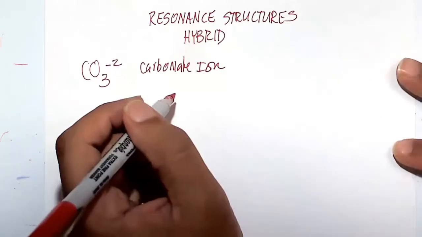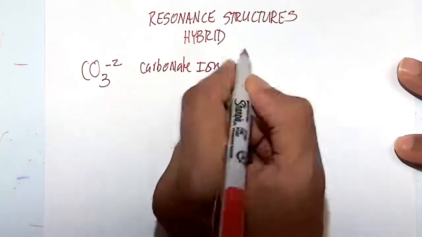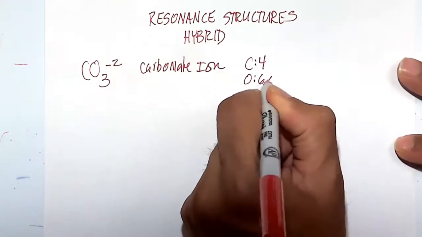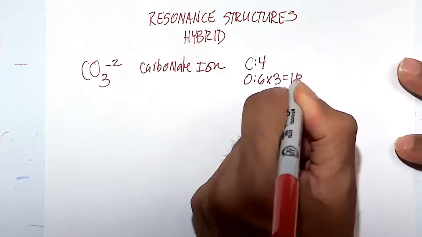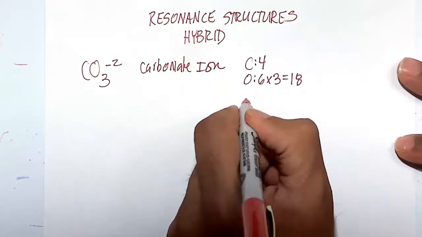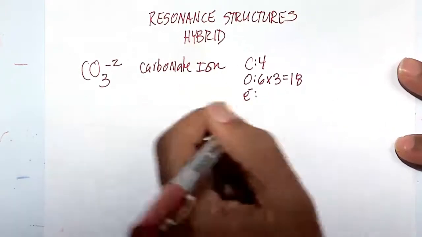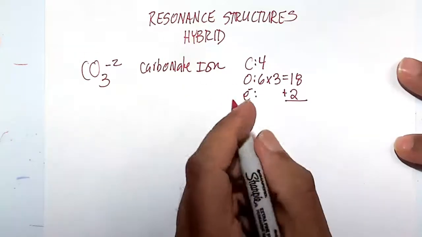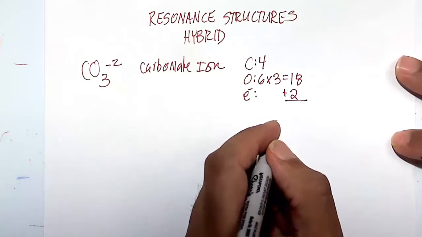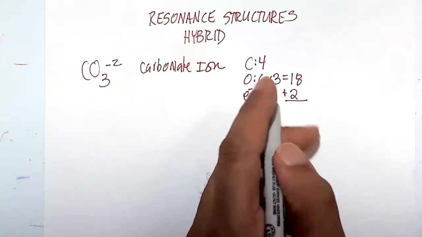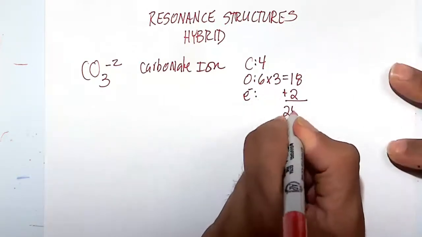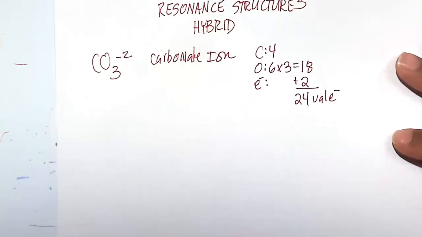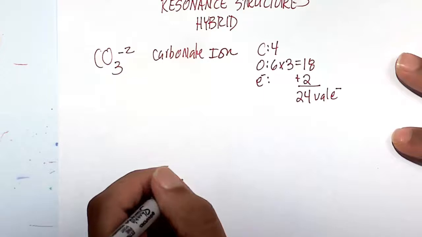So as an example of a hybrid structure is carbonate ion. Carbon is happy at 4, oxygen is happy at 6, but we have 3 of them. So that gives us 18 outer valence electrons. And then the -2 implies that we gained 2 electrons in order to become CO3 -2. So 4 plus 18 is 22. 22 plus 2 is 24. So we have 24 valence electrons that we have to accommodate around CO3.